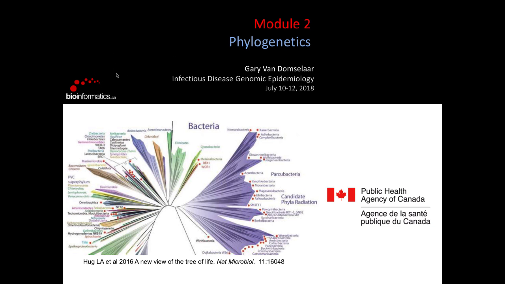So the smallest tree that you can build in a regular bifurcating tree requires 3 OTUs, and there's only one tree for 3 OTUs. If you go to 4 OTUs, then you can have 3 possible trees, 3 different topologies that you can use to relate those different OTUs together. At 5, there's 15 possible combinations, and at 10, there's 2 million combinations.